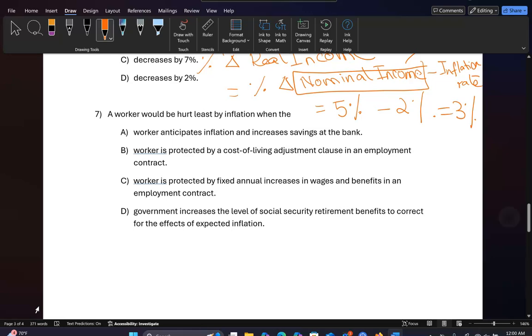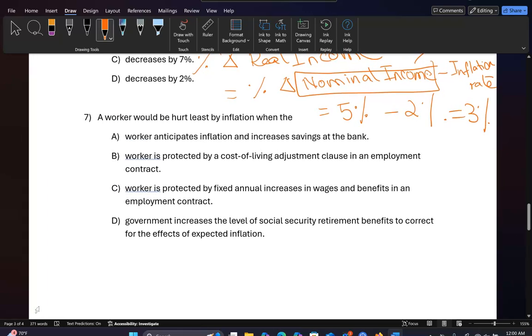Question number 7. A worker would be hurt least by inflation when the worker is protected by COLA or cost of living adjustment clause in an employment contract.